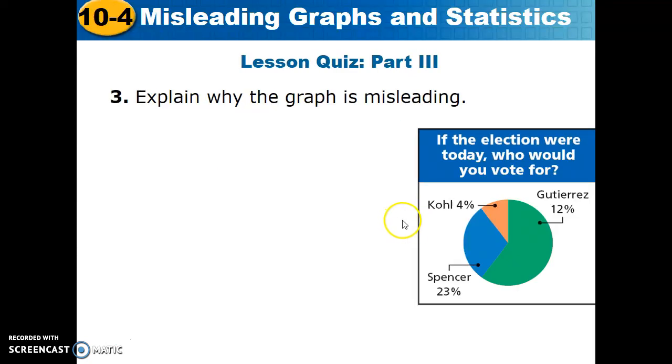Part 3, explain why this graph is misleading. Well, we know for circle graphs, we want to look and add up the sectors. So we have 27 and 12, 39. We have 39% of the voters shown, and we know we should see 100%. We also see Gutierrez, 12%, but representing way more than half of the circle. The circle graph needs to represent 100%, while the sectors show that percent out of the whole.